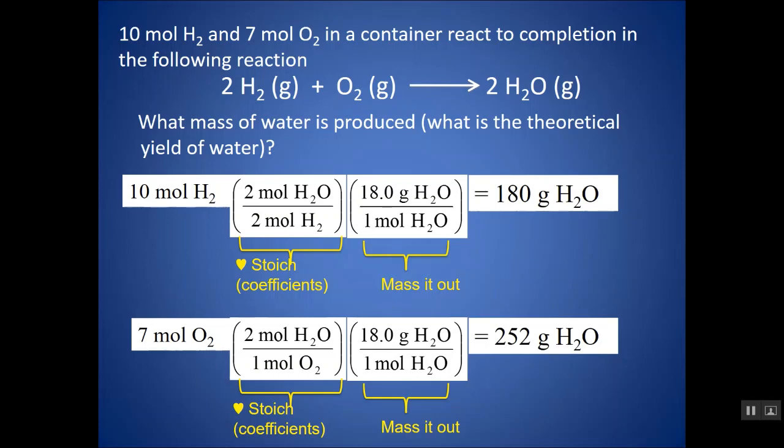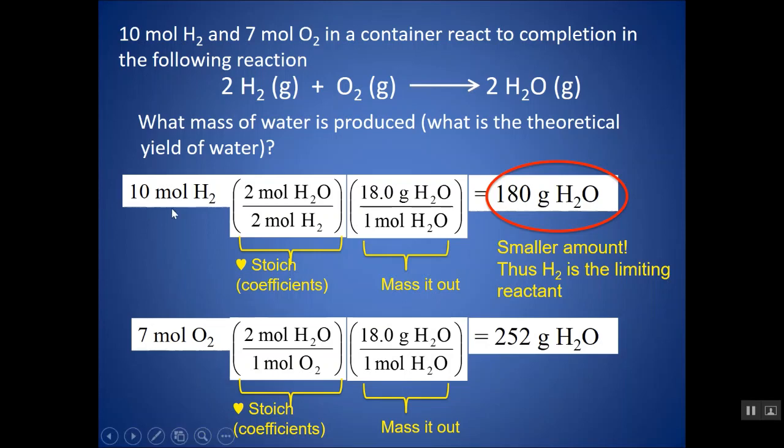Okay, so what is my theoretical yield of water? Well, that would be the smaller amount. This is the amount of water that theoretically is the maximum that could be produced. And the 10 moles of H2 is actually my limiting reactant. The 7 moles of oxygen would be in excess.